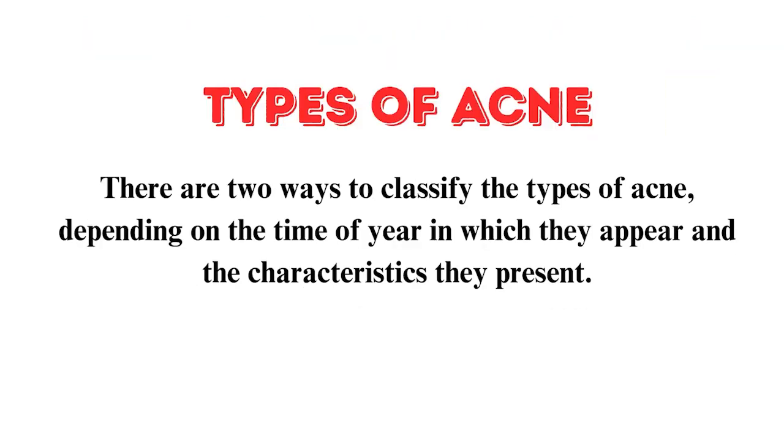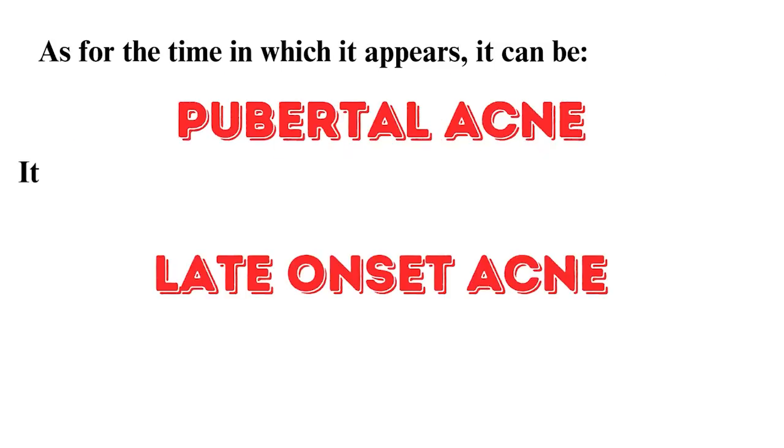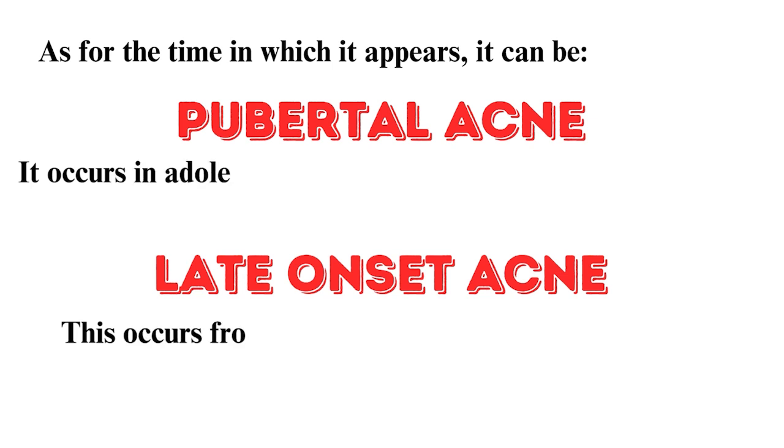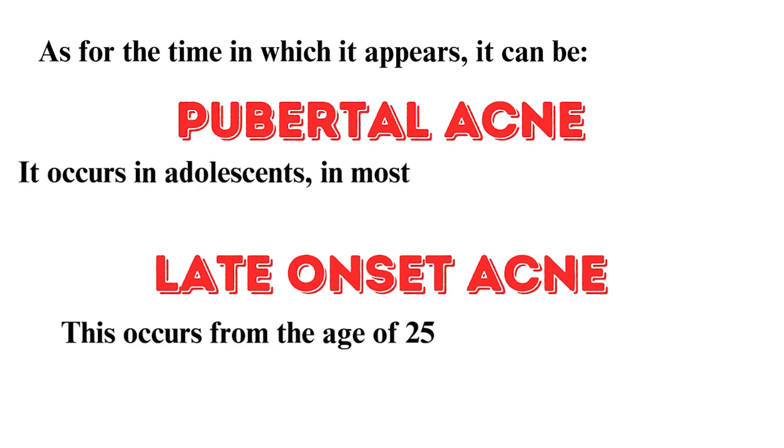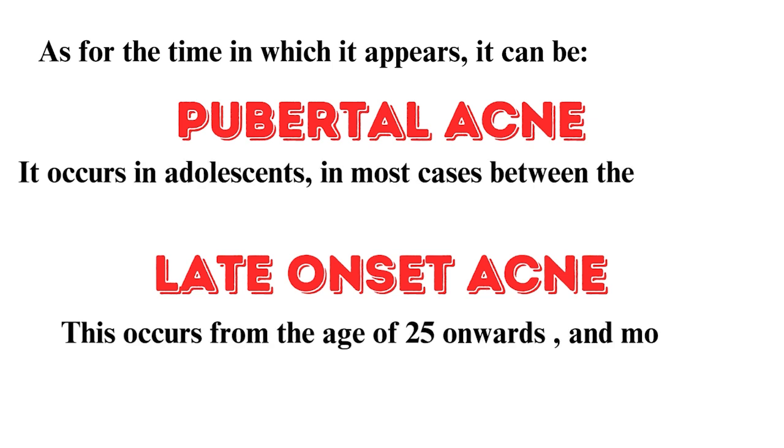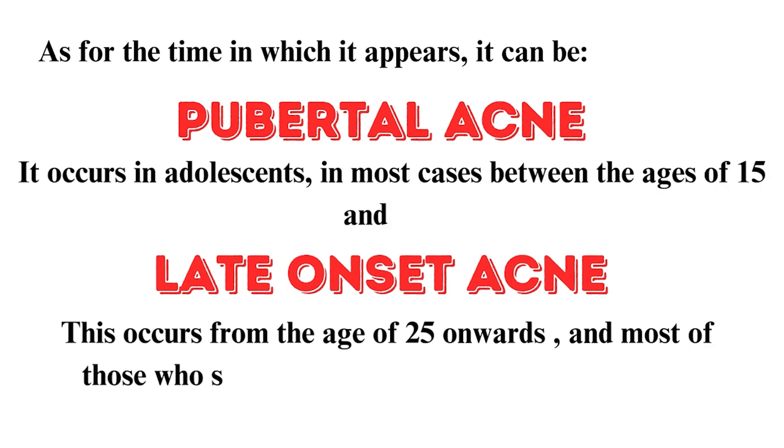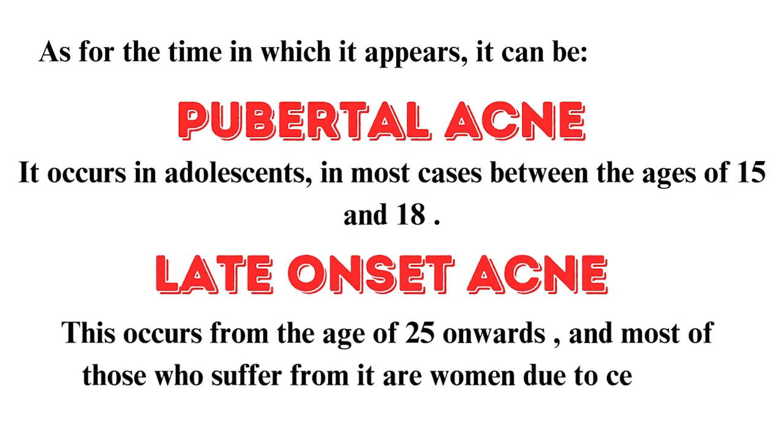Types of acne. There are two ways to classify the types of acne, depending on the time of year in which they appear and the characteristics they present. As for the time in which it appears, it can be pubertal acne. It occurs in adolescence, in most cases between the ages of 15 and 18. Late onset acne. This occurs from the age of 25 onwards, and most of those who suffer from it are women due to certain hormonal changes.